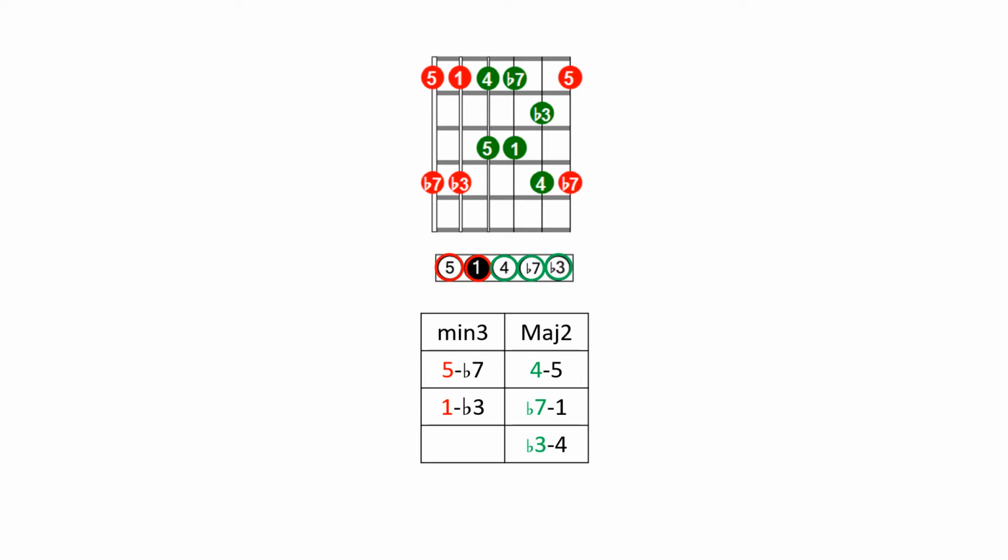When the scale is organized in fourths, we can easily identify minor thirds from 5 and 1, and major seconds from 4, flat 7, and flat 3.